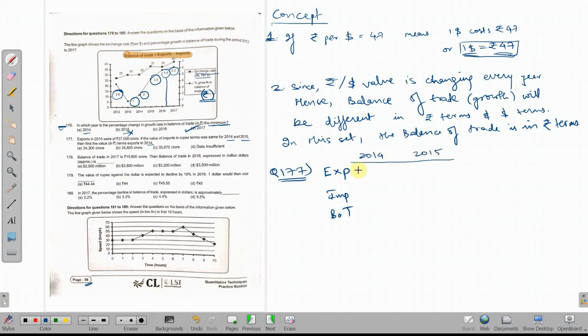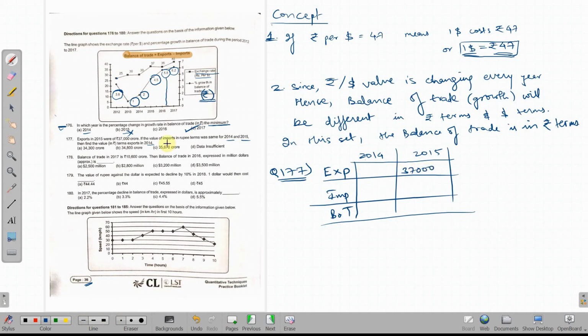Okay. You've been given some exports and imports. So if you very quickly look at this question, they've given you exports in the year 2015. Exports in the year 2015 were 37,000 crores. Okay. So this was 37,000. Then what is given?